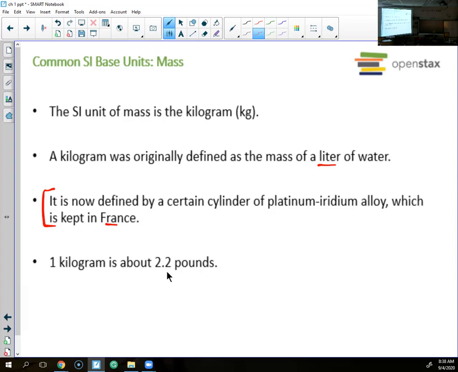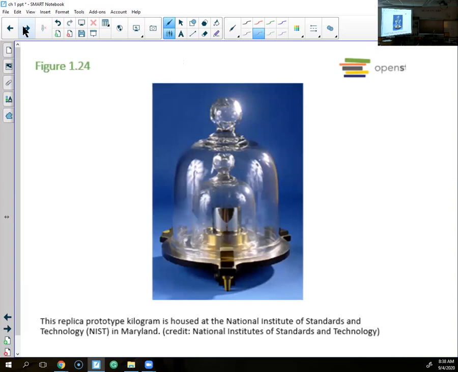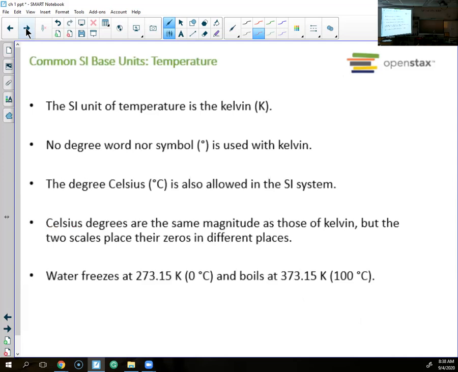1 kilogram is about 2.2 pounds. You don't need to know that. If this was on a problem anywhere, it would give you this ratio. Anyway, there's a picture of the kilogram in France. Well, it's actually a replica. There's 3 of them in the world, in case the one in France gets blown up with a nuclear bomb or something. There's 2 more. I don't know where they are, but they're redefining everything based on math now, because math can't change.